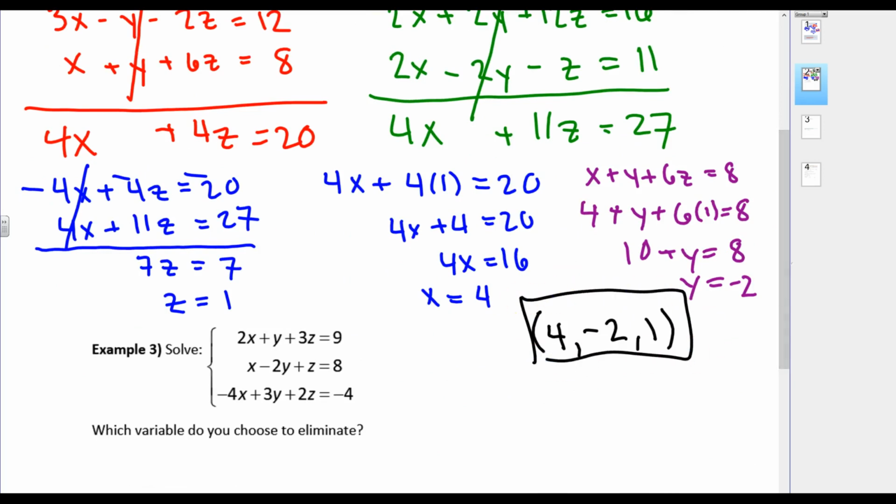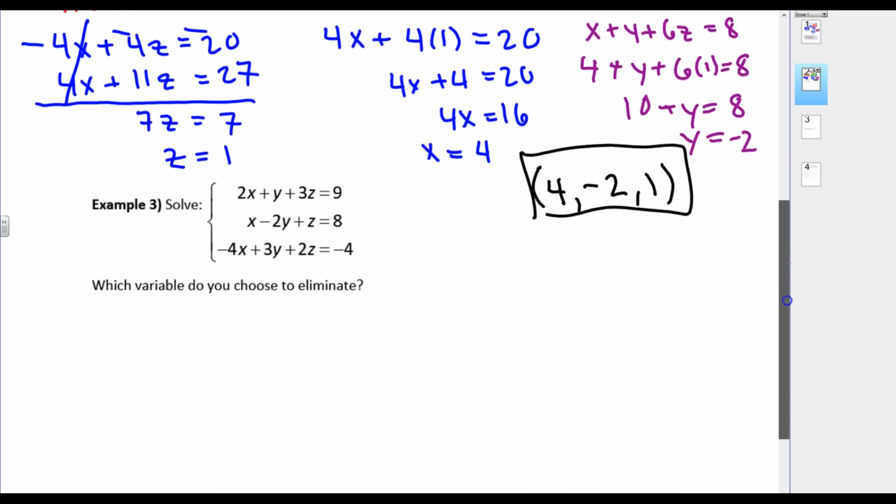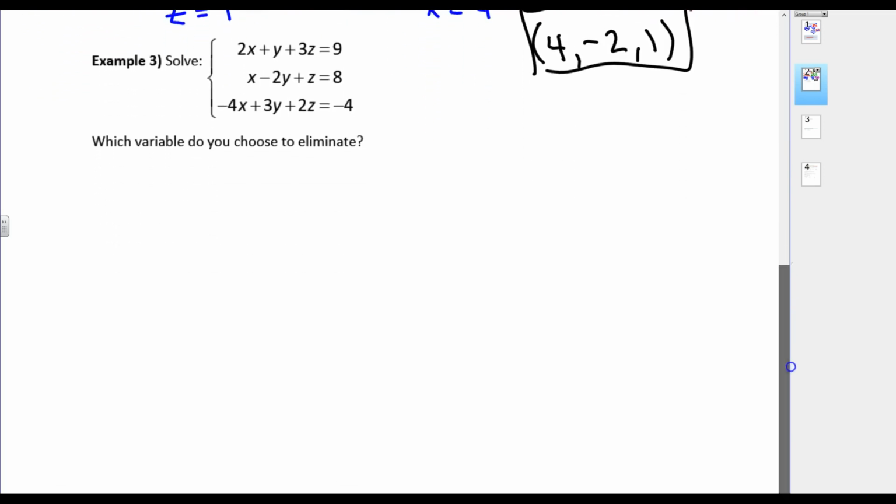All right, guys, let's take a look at another one together. I know these are a little bit more complicated than we're used to. In example 3, I've got 3 variables again, and I want to figure out which one I'm going to eliminate. And just by looking at this, it looks like the x's are going to be the easiest because there's 2x, 1x, and 4x. So I'm going to eliminate x as my first variable. But again, I could have chosen any of those 3 variables to eliminate. X just looks like the path of least resistance.